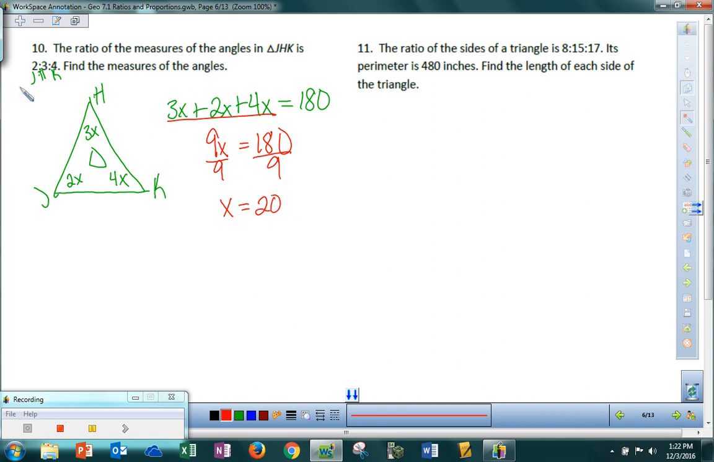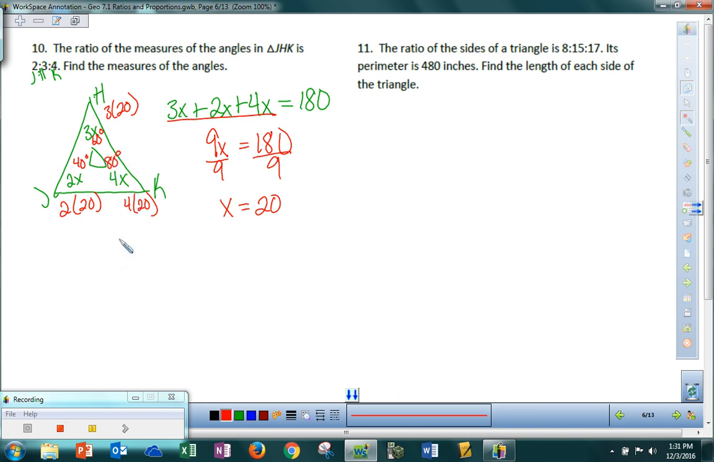That's the factor that all of these have been reduced by, so we just have to substitute back in to go find our angles. Well, this one is 2 times 20, which is just 40 degrees. This is 3 times 20, which is 60 degrees. And we've got 4 times 20, that is our 80 degrees.